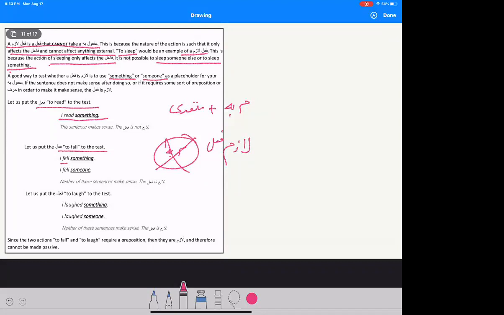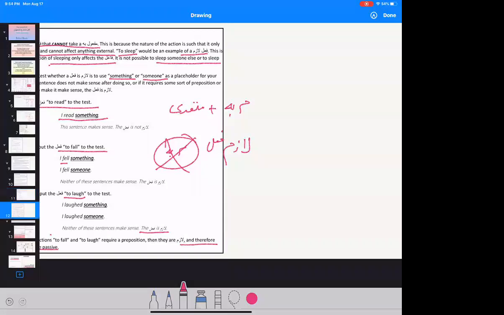So now another example, to laugh. Let's put it to the test. I laughed something or I laughed someone. Does that make sense? I laughed someone or something? No. So that means that fail is lazim. It is not going to take maf'ulun bihi. So that means we cannot make passive out of them. We cannot make passive out of the lazim form.